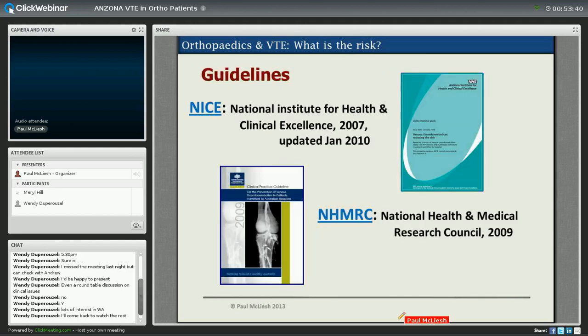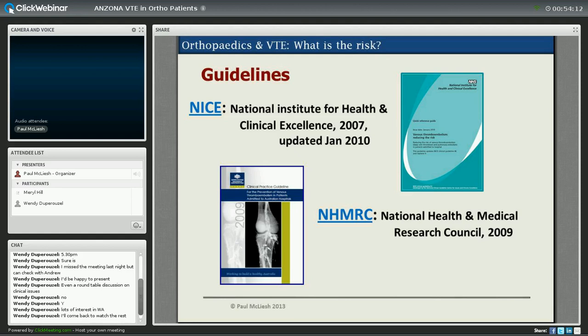So some of the guidelines that are available for use, so the NICE guidelines, I talked about them. There's also the National Health and Medical Research Council guidelines that were released in 2009. The NHMRC is a body that's responsible for distribution of funds to significant research projects in Australia. So they're really the preeminent body of research funding in Australia. So they've put a lot of time and effort into these guidelines.